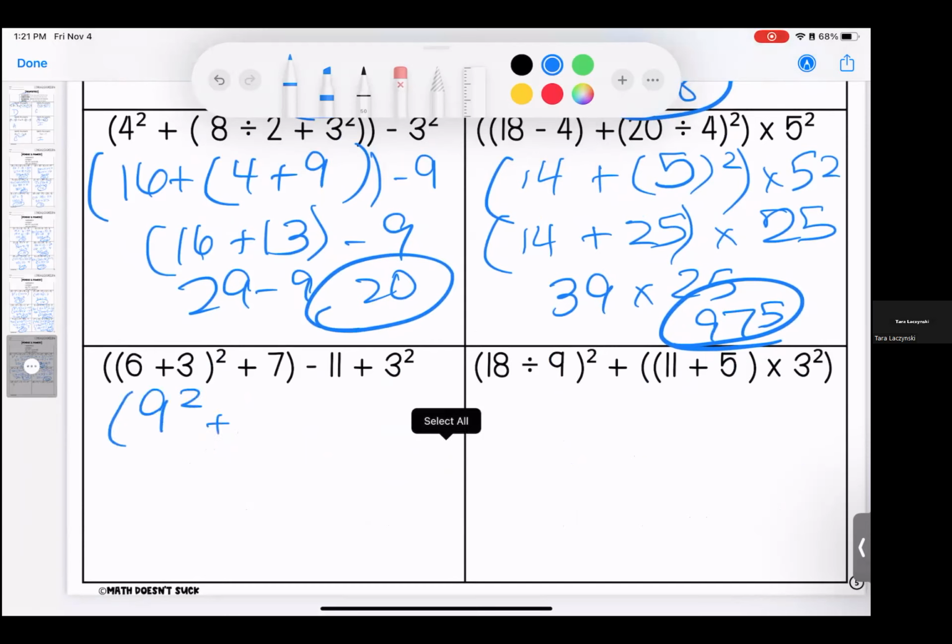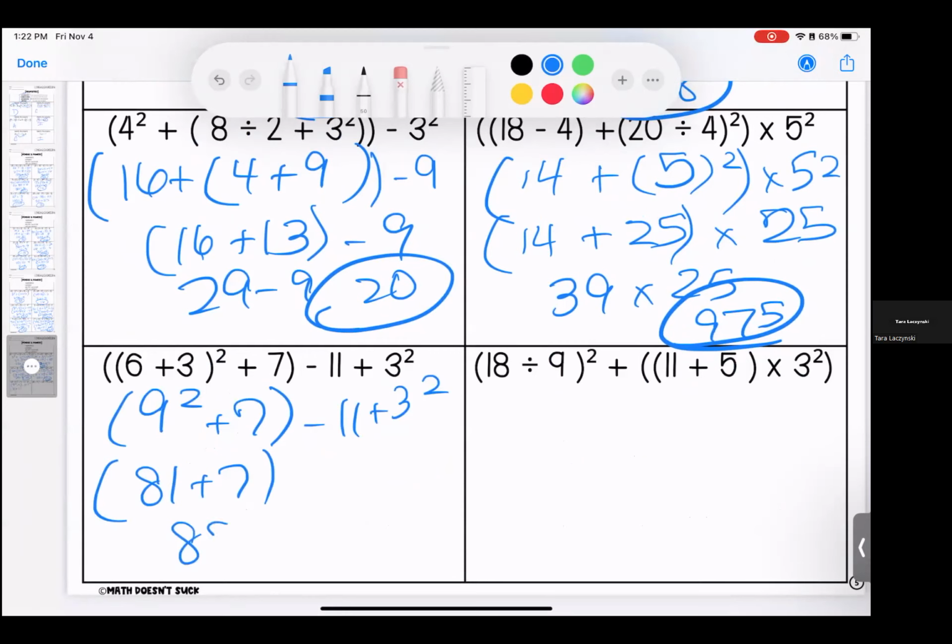Square is attached to that. Plus 7 minus 11 plus 3 squared. 9 squared is 81 plus 7. That gives us 88. 3 squared is 9. 88 minus 11 is 77. Plus 9 is 86. Last one, 18 divided by 9 is 2.